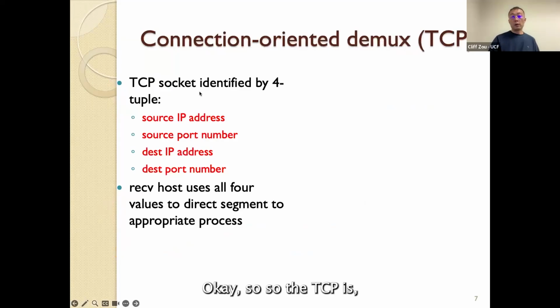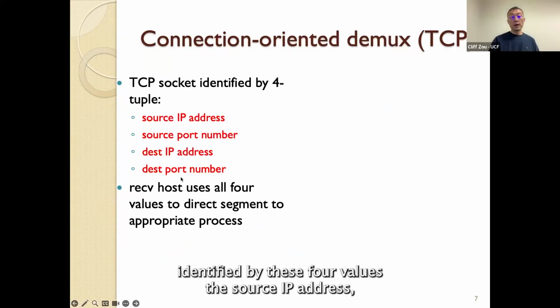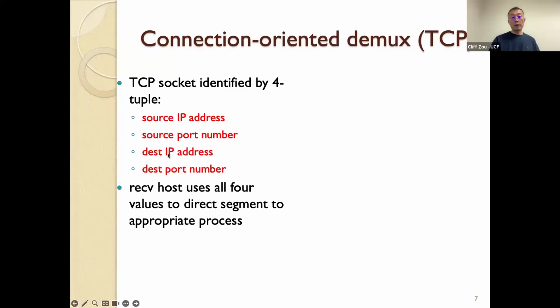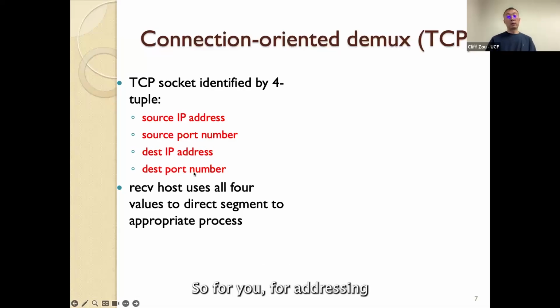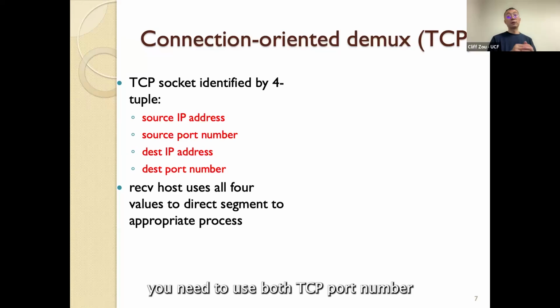Okay, so TCP is called Transmission Control Protocol. That's the full name for TCP. TCP is called connection-oriented demultiplexing because each TCP connection is uniquely identified by these four values: the source IP address, destination IP address, source port number, and destination port number. So for the addressing, you need to use both the TCP port number and also the network layer's IP address.